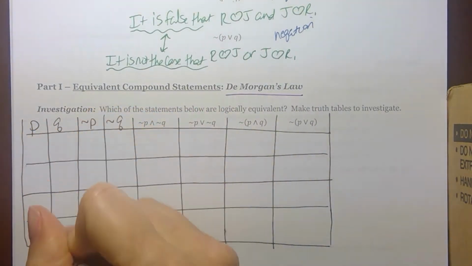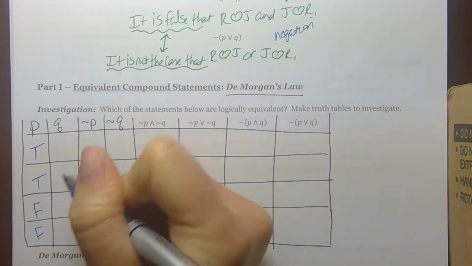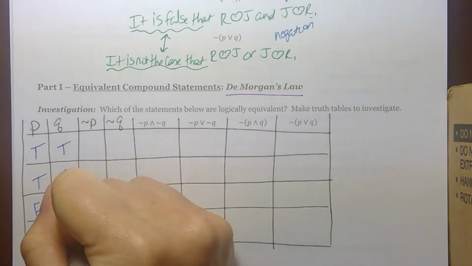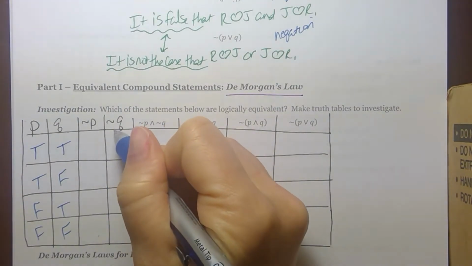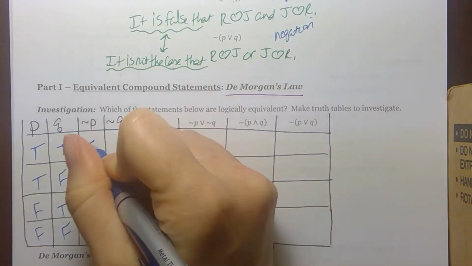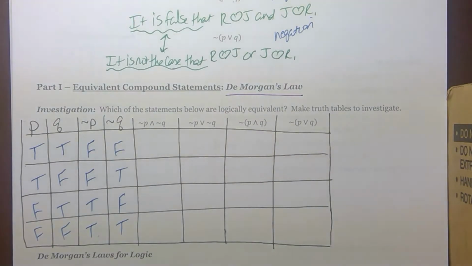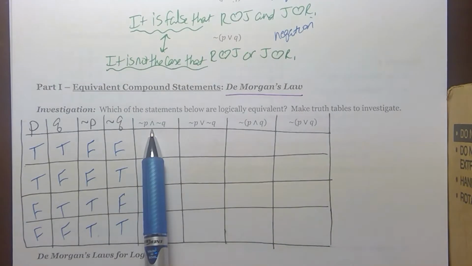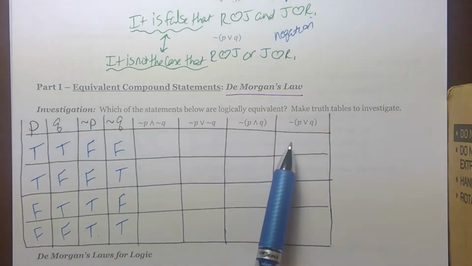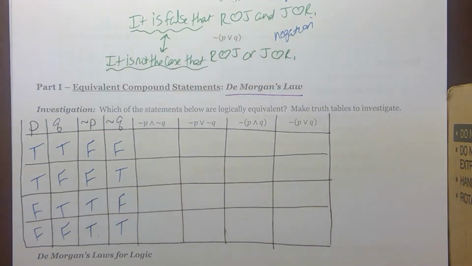So we're going to start with our standard columns for P and Q, where P is true, true, false, false, and Q is the alternating true, false. Then I negate each of those columns. When I negate P, it flips. And when I negate Q, each of those truth values change. So now I'm looking for these 4 compound statements. I've got a conjunction, a disjunction, and 2 different negations. One negating the conjunction and one negating the disjunction. All right, let's go through each of these.